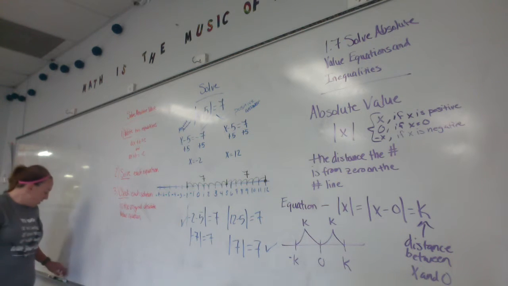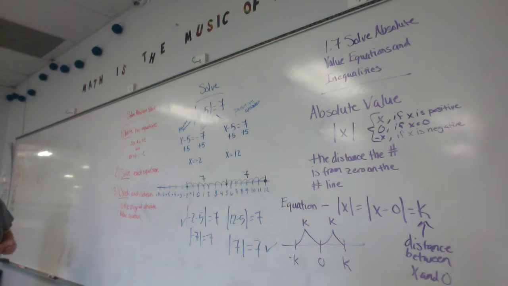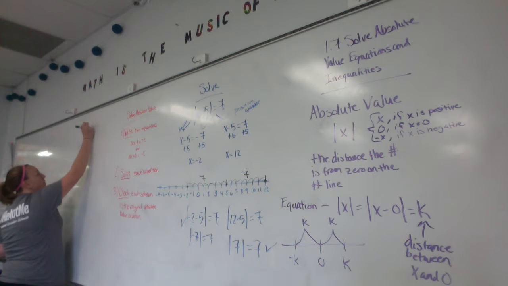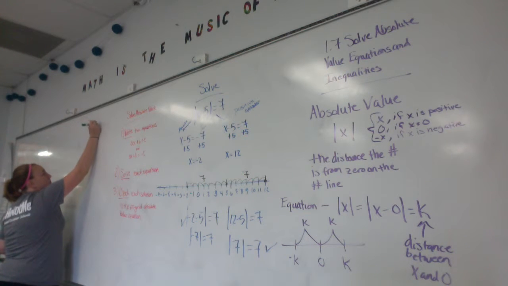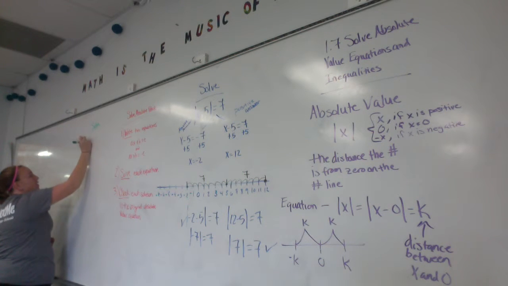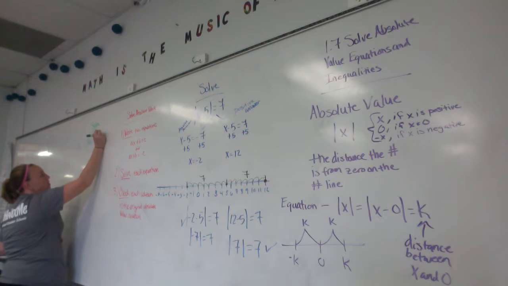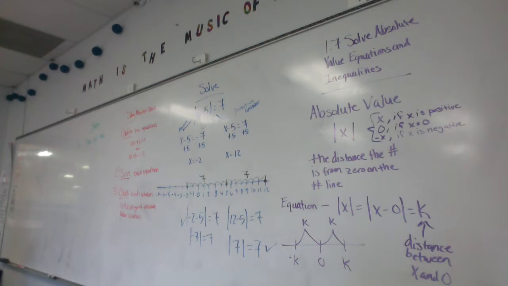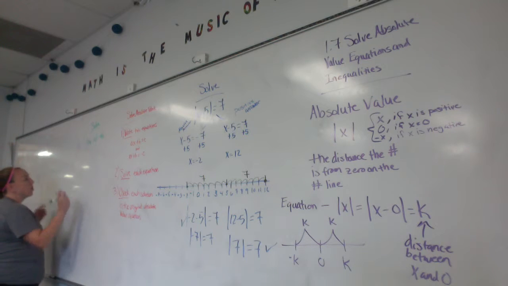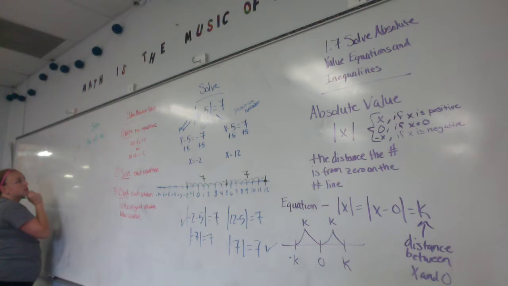So try solving this one. Let's solve the absolute value of 5x minus 10 equals 45. What do I need to do first? Make it 2 separate equations. So what are my 2 equations?